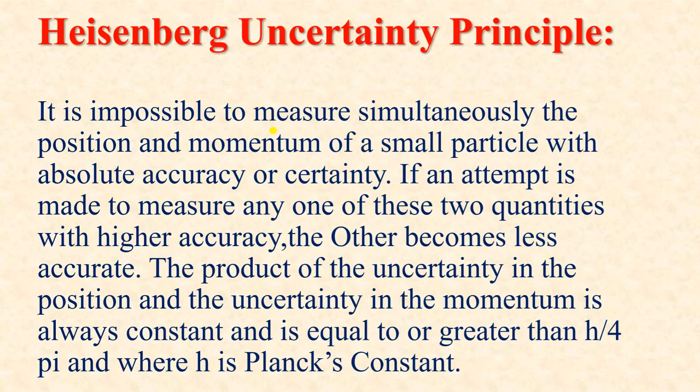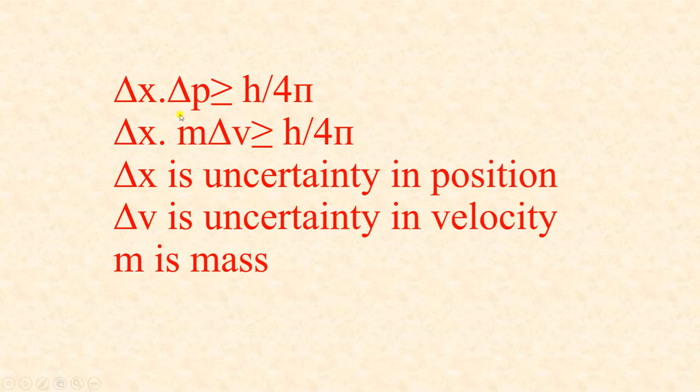Now the product of uncertainty in the position and the uncertainty in the momentum is always a constant, and it is equal to or greater than h upon 4 pi. Here h is Planck constant and the formula is delta x into delta p greater than or equal to h upon 4 pi. Here delta x is uncertainty in position. Uncertainty means that which is not certain or which is not fixed. So here, uncertainty in position into uncertainty in momentum.